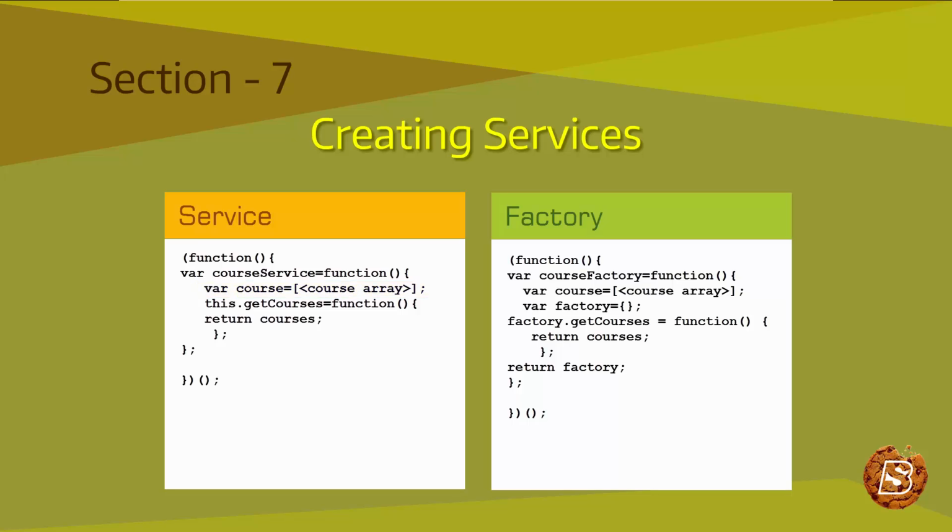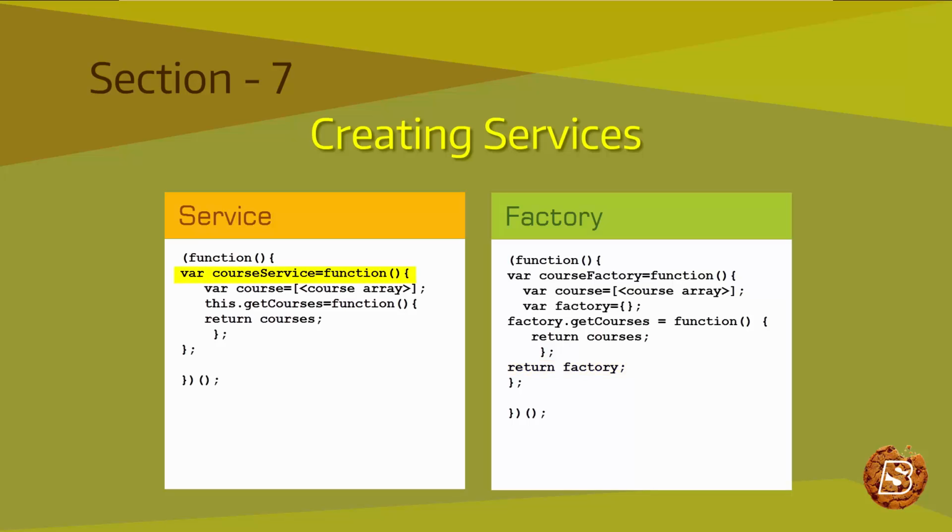Now, the difference comes from this point. You will see that we created a custom object called factory, and initially it was an empty literal. And then with that object, we created a function called getCourses, and this getCourses was returning the courses collection. And finally, we returned the factory object.